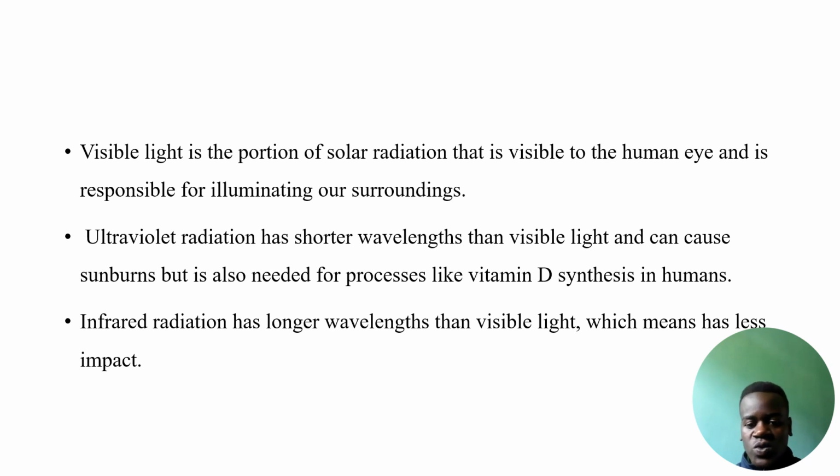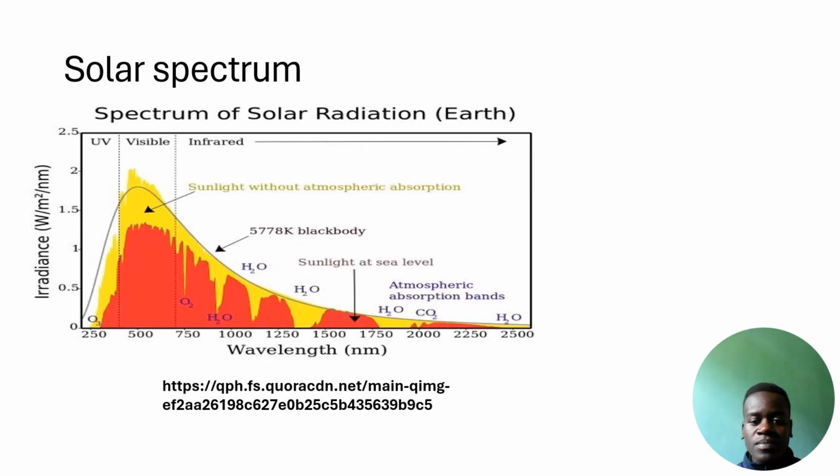but it is also needed for processes like vitamin D synthesis in humans from the sun. Infrared radiation has a longer wavelength than visible light, which means that it has less impact on the upper surface of the human body. This is the image of the solar spectrum.